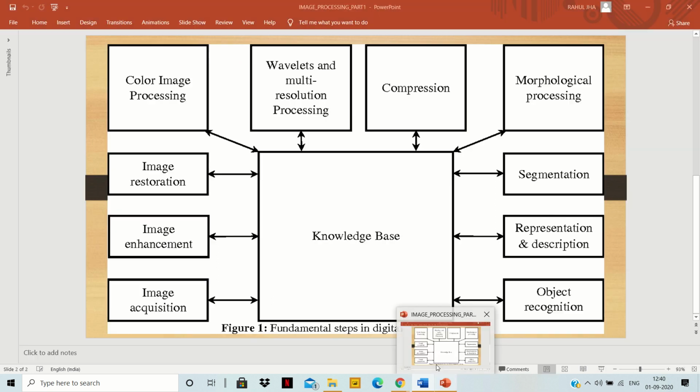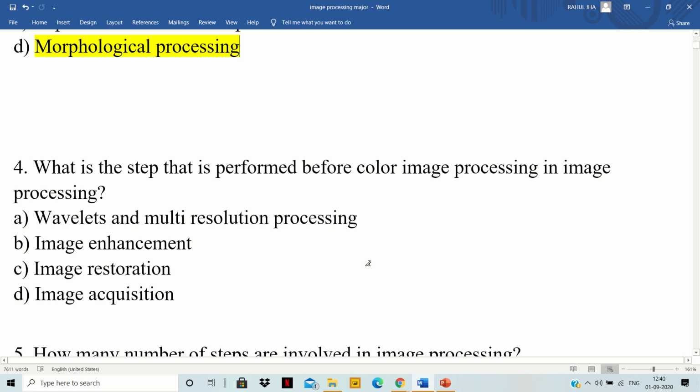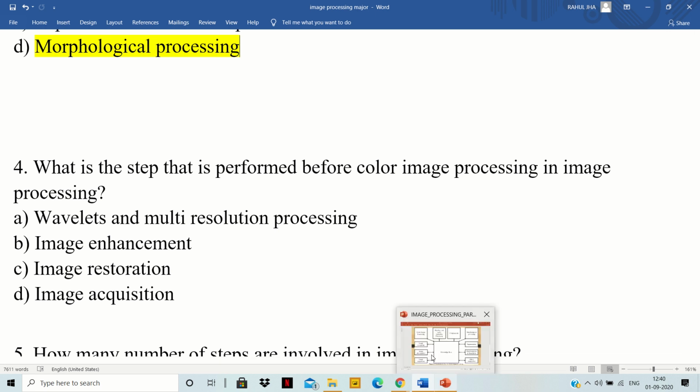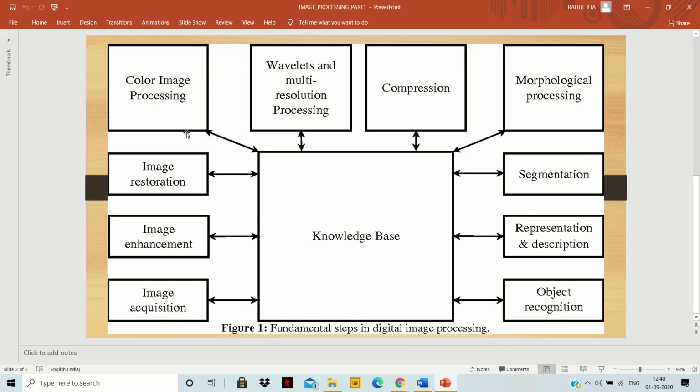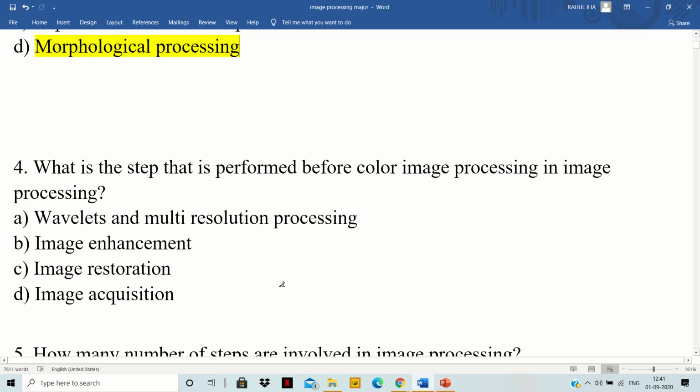And you can also check that before color image processing there is image restoration. Image restoration means that we will make the picture better so that we can find more insights from the image. So the right answer will be image restoration, which is C.